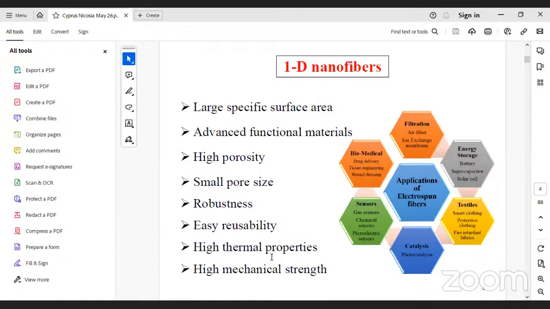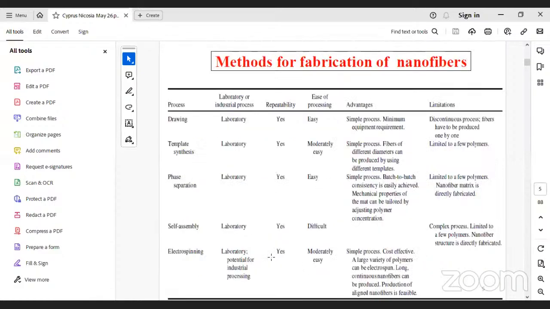When we talk about sensors, if there is some heat during the sensing application, then the thermal stability of the material should be very high. If thermal stability is very high, then the material can be used as a very good sensor. Methods for fabrication of nanofibers. There are various methods for the fabrication of nanomaterials, nanofibers.